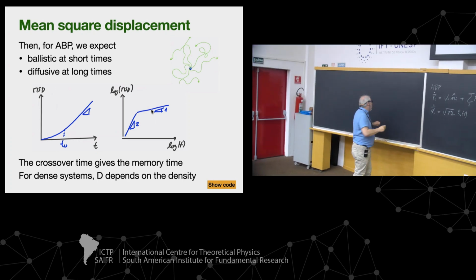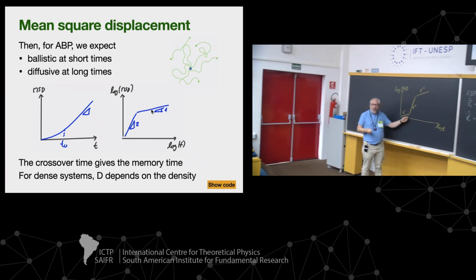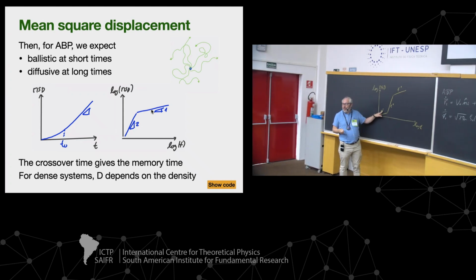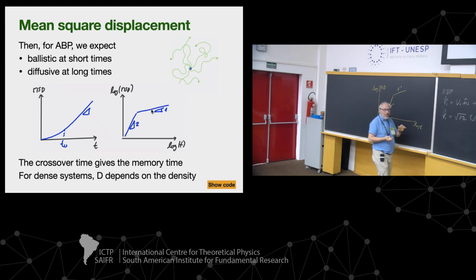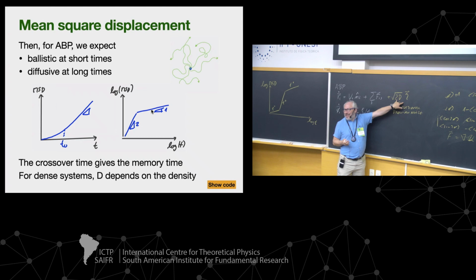If this is the case, the mean square displacement is like this. Log MSD, log of t. The MSD is like this. At very short times, you see this diffusive motion because of noise. This is Brownian noise.